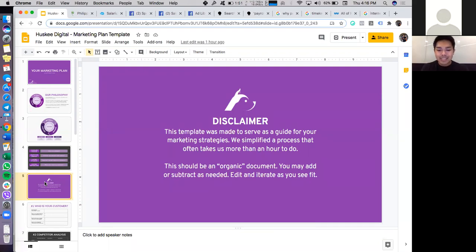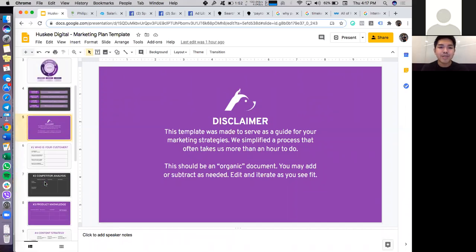And another note is that this document should be an organic document. Okay, so you can add, subtract as you see fit. You can edit, iterate as you see fit. It should be a living document. It should be organic, meaning it adapts and it evolves depending on the new information that you get. It is by no means the Bible. I wouldn't say that. It shouldn't be like the law. It should be something a little bit more dynamic than that. So yeah, just a quick disclaimer.